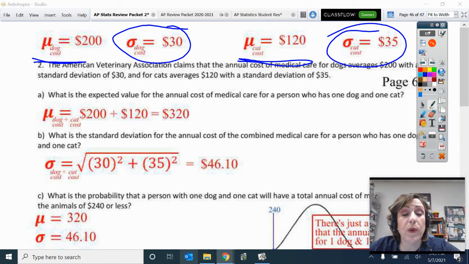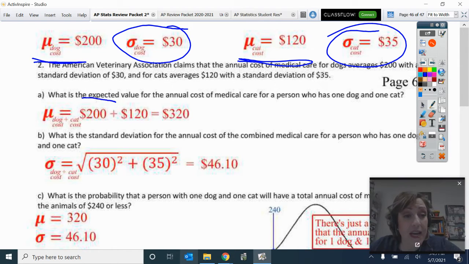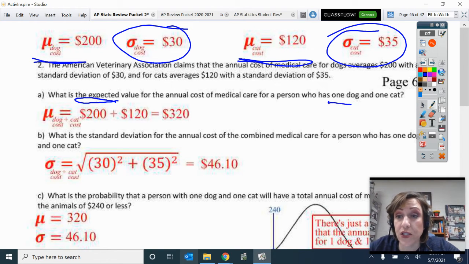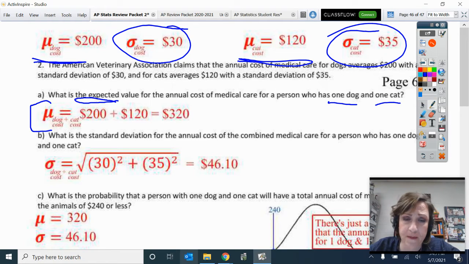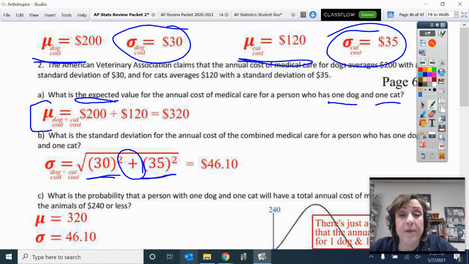Okay. So what is the expected value? Expected value is the mean for the total of one dog and one cat. So the means add together like normal. You just add them up. But remember, the standard deviations do not do normal combining. So combining those standard deviations, you are squaring the dog standard deviation plus squaring the cat standard deviation and then taking the square root.